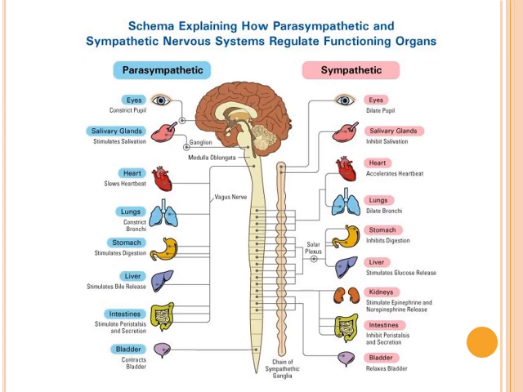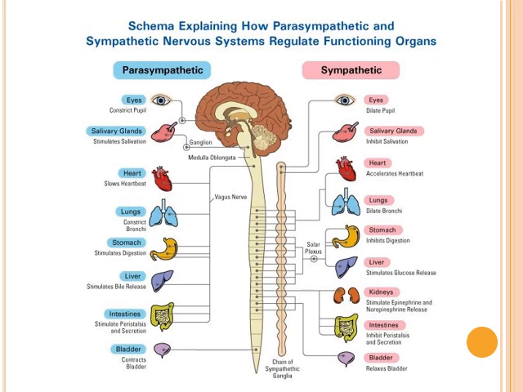Under sympathetic, you're going to see the opposite. So the eyes will be dilated, salivary glands will be inhibited, the heart rate will accelerate, there's a dilation in the bronchi. In the stomach, there's going to be an inhibition to digestion. In the liver, it stimulates glucose release. In the kidneys, stimulate epinephrine and norepinephrine release.